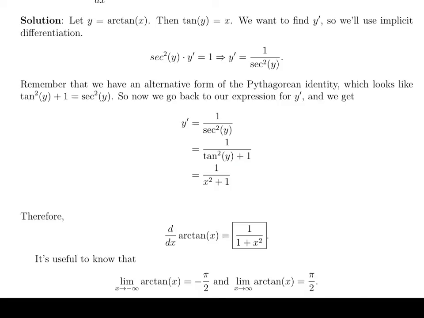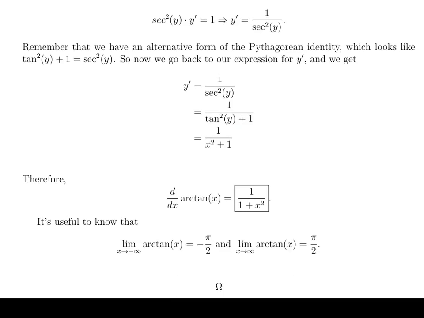Just as an aside, I'd like to point out that it's probably useful to know the limits of arctangent going both to positive and negative infinity. The limit as x goes to negative infinity of arctangent is negative pi over 2, and if you go off to positive infinity, then you're going to get positive pi over 2. Okay, that's all for now.